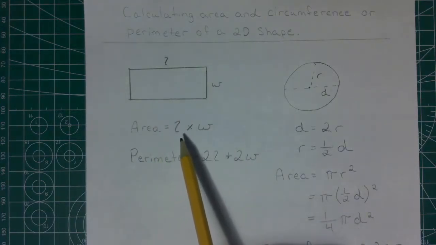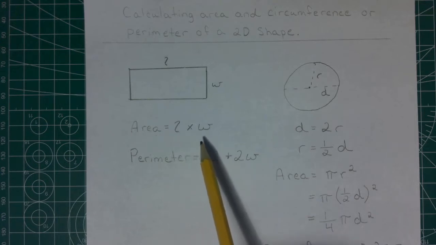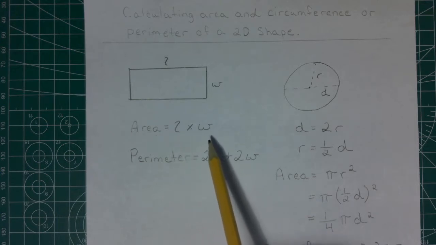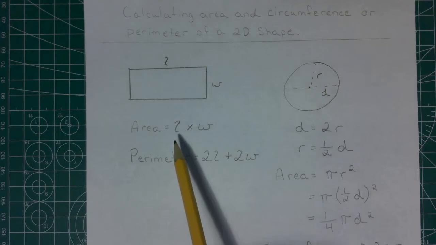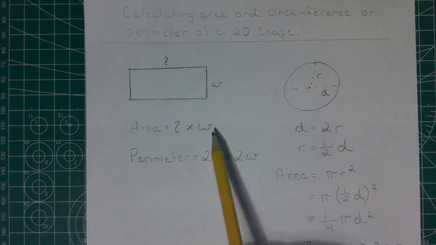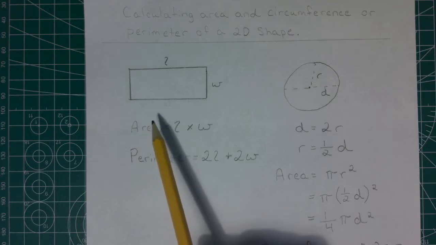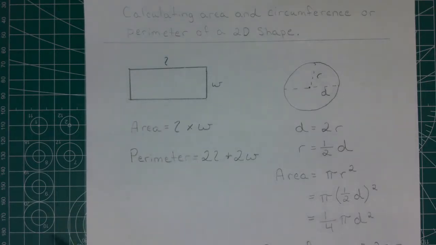Our length has units of centimeters. Our width also has units of centimeters, so we're not going to have to make any conversions there. And ultimately, we're going to have centimeters times centimeters, and we're going to have our area with units of centimeters squared. Then we're going to be asked to measure the perimeter.